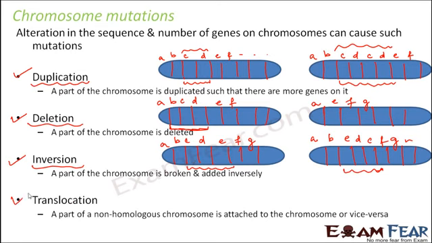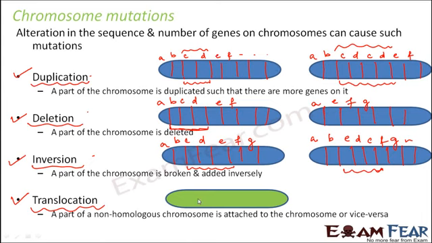And the last way by which chromosome mutation can take place is translocation. So what happens in translocation? A part of a non-homologous chromosome is attached to the chromosome, or vice versa. Let us suppose you have a different chromosome. In these cases, whether it is duplication, deletion or inversion, we were talking about the same chromosome. In the same chromosome, we are removing a part, adding a part, duplicating a part, but everything is happening on the same chromosome.